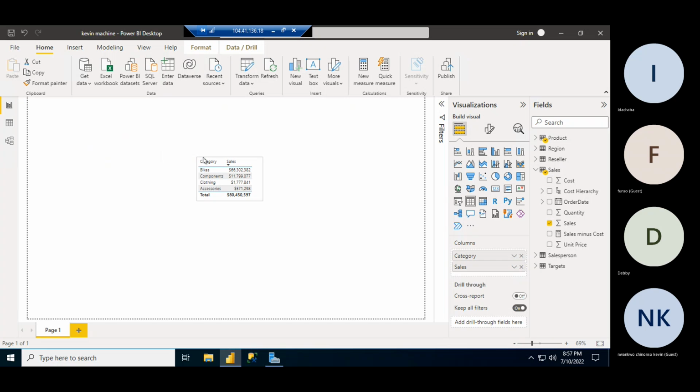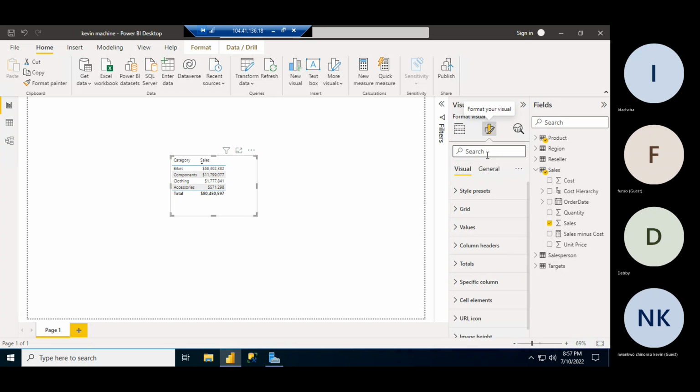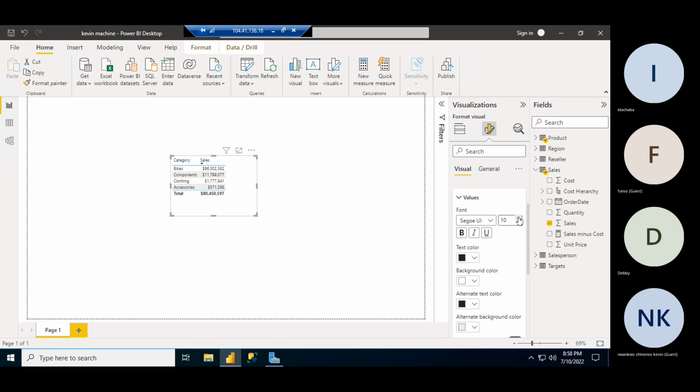Okay, so let me put this in the middle. Let me see how I can address. How do I need to increase the font size? Choose a category. Visuals. Value. Okay, this is how you increase the size. Can you see? I'm trying to increase it.